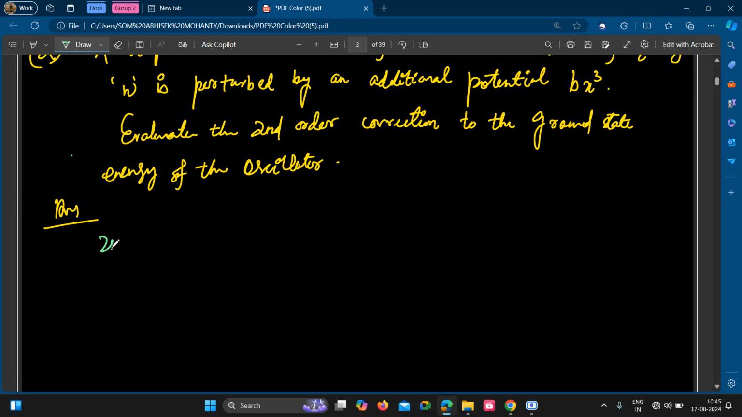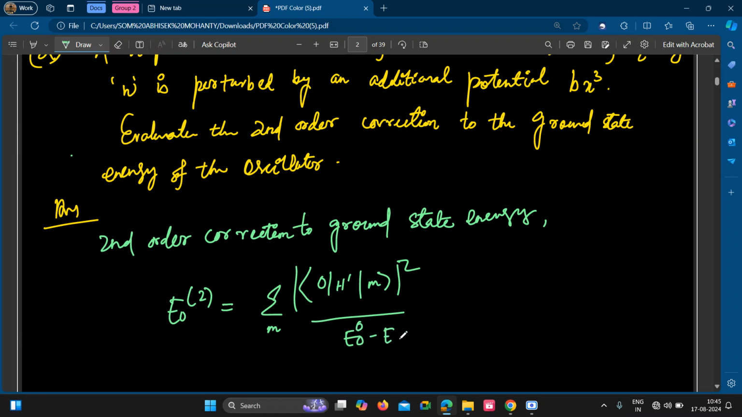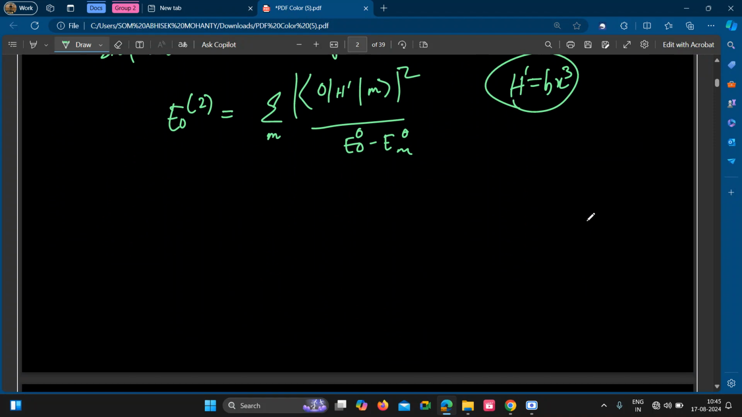Second order, the formula, do you know the second order correction to ground state energy? E0 second is equal to the summation of mod of <0|H'|m> squared divided by E0 minus En0. Here the additional potential is bxq, so bxq is your H', whatever the additional is, that is your perturbation. So let's see how to solve this kind of questions.